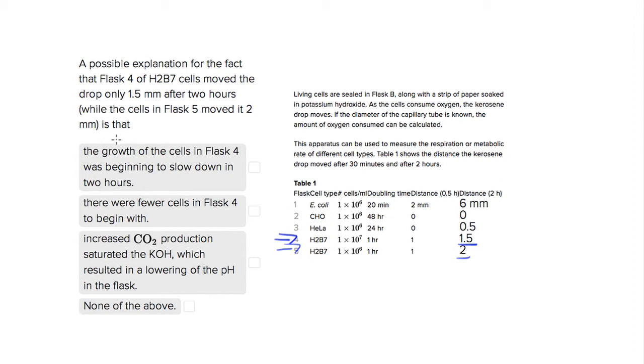So choice 1, the growth of the cells in Flask 4 was beginning to slow down in 2 hours. That would probably make sense, because if the cells aren't growing as much, then they're not going to consume as much oxygen, and that's what moves this kerosene. So this is probably going to make sense.